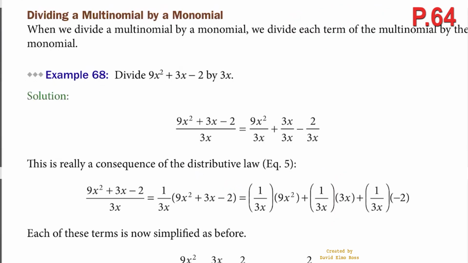Let's take a look at dividing a multinomial by a monomial. And let's take a look at dividing this number by 3x. When we do that, we put all of this over 3x. But since 3x is a common denominator, we can put each of these terms over 3x in this fashion here. So we can take this term here and write it as 1 over 3x times all of this.